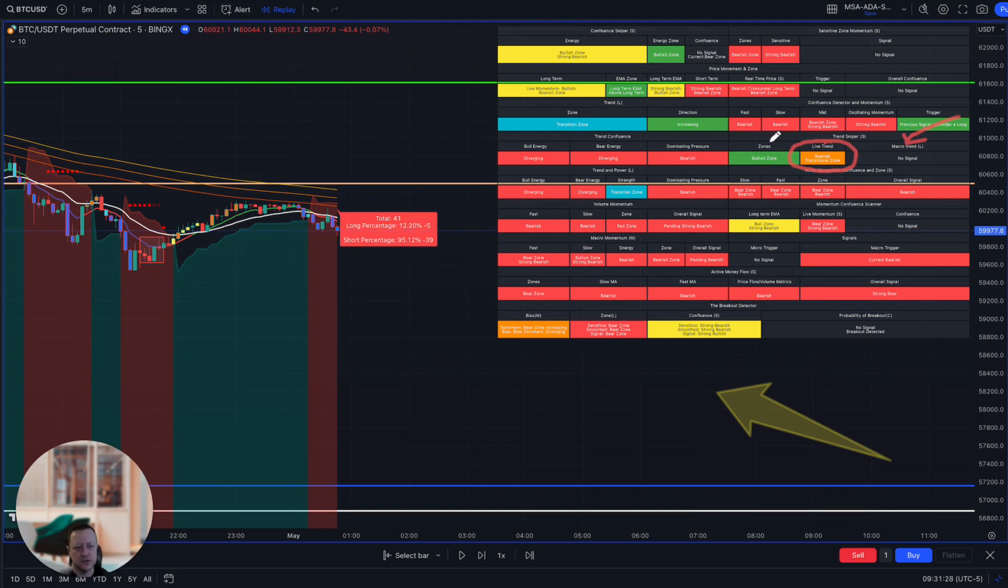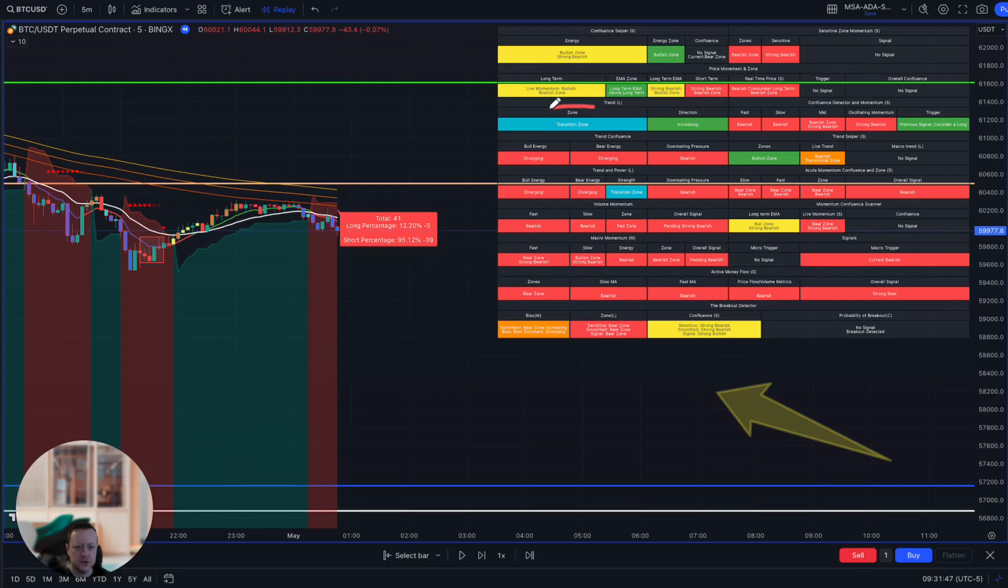So it's giving us a little bit of a heads up that this macro trend could change anytime. It also lets us know that we're currently in the bull zone, again, relative to the 5 minute time frame. So you have to keep things in context when you play this game. But overall, we also know that the trend Confluence has been bearish and the energy is diverging, which is bearish in itself.